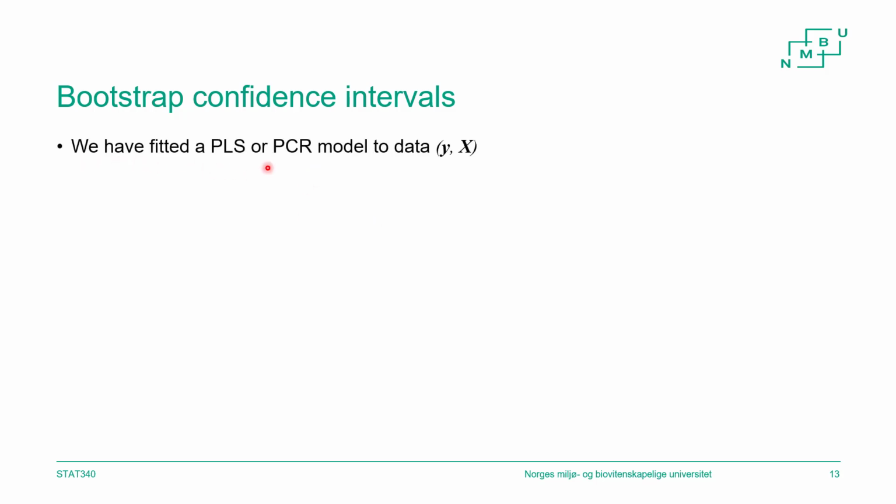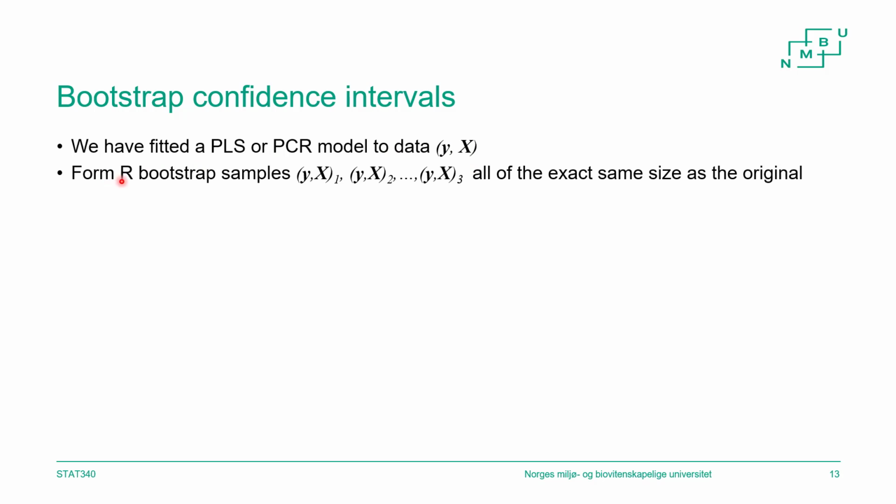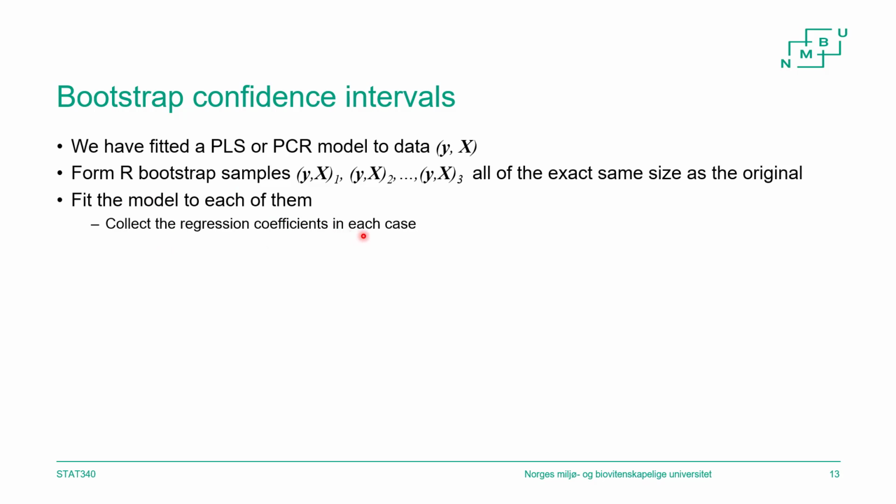So assume we have now fitted a model to this data, and we have seen how to do that. Then we form capital R bootstrap samples by sampling with replacement. And all of them must be exactly the same size as the original one, so they can just replace the original dataset. Then we fit the model to each of them, and we collect the regression coefficients in each case. And we have to do that for each value of Q, or select a value of Q, which we have decided based on cross-validation, for instance.